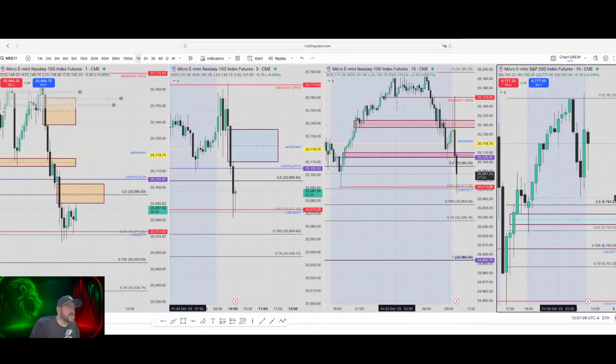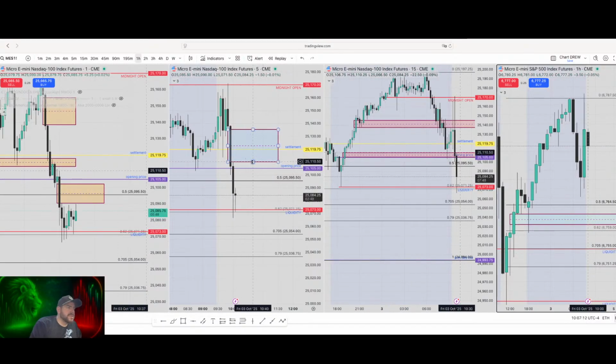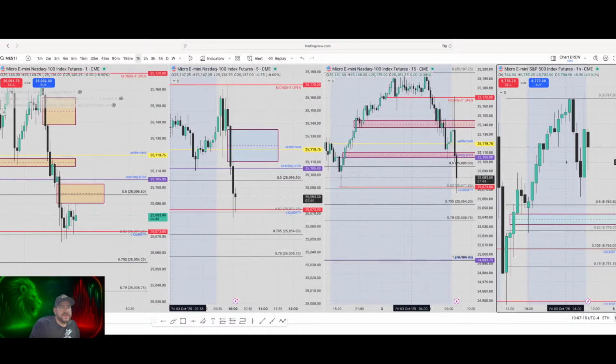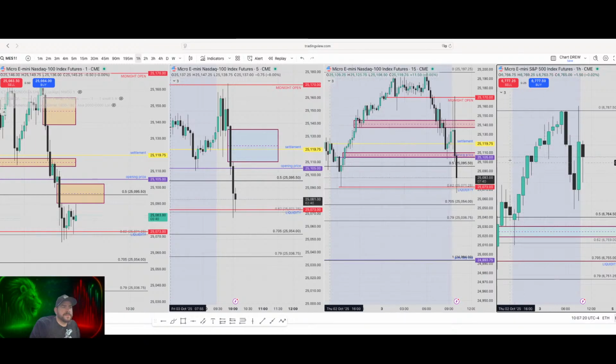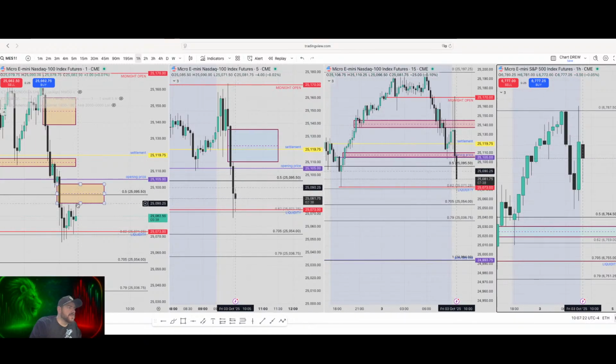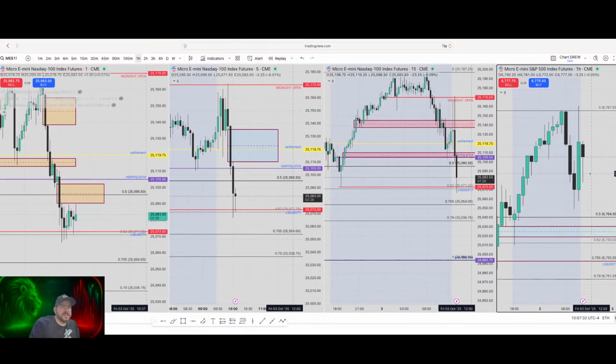Didn't make it to 50% yet, so I'm thinking if we get a hit in here, that'll be a good short opportunity for us. Let's see if we get it. I believe we still got opportunity to come up here. I would love a short up there. I'd take it. So let's see what happens.